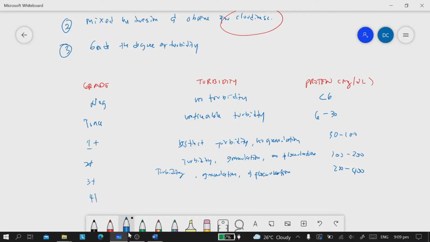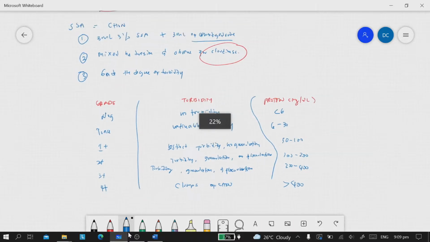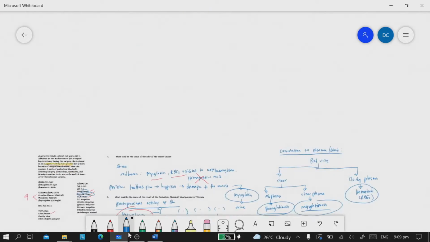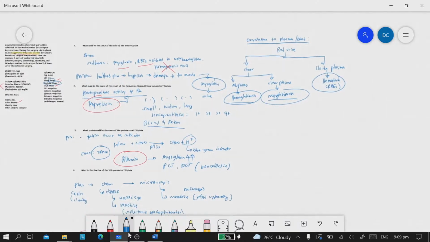And we have 4+, which is the maximum, no? The characteristic is having clumps of protein, and the protein content will be greater than 400 milligrams per deciliter. So that's how we grade the turbidity for our SSA. Alright, I hope this is clear. Right, so that's all for our short discussion and review of the chemical parameters using the case study.